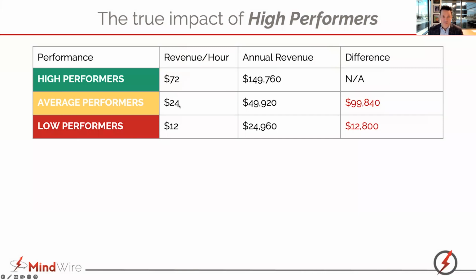Average people do $24,000. So all of you math majors out there are doing it in your head and going, it's only 3 times more performance for high versus average. Okay, we'll take that, right? But look at that. They're average people. Average is they're fine, they're solid, they're not on PIPs. HR doesn't know their names very well yet, right? They're doing $49,000 a year. It's a $100,000 difference. And then look at the difference between high and low performers.